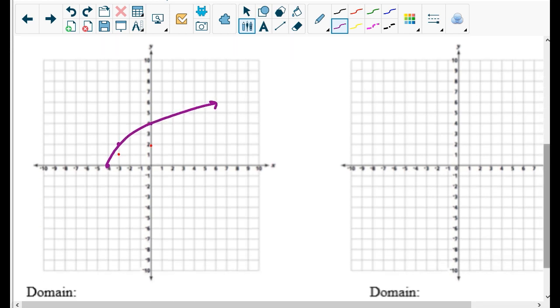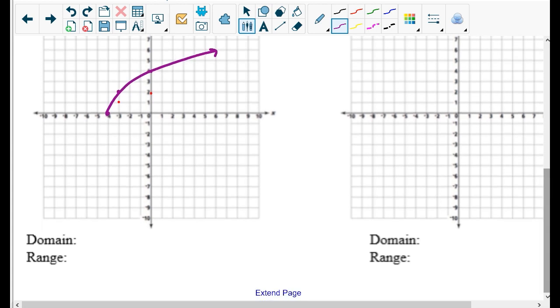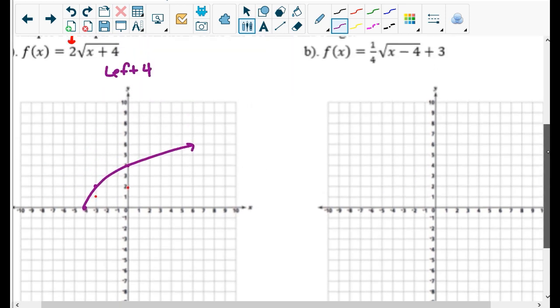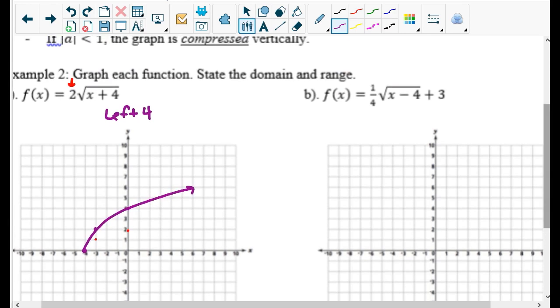Okay. Again, if we're looking at that domain and range, the domain is x greater than or equal to negative 4, y greater than or equal to 0. Okay. All right, let's take a look at letter B now.